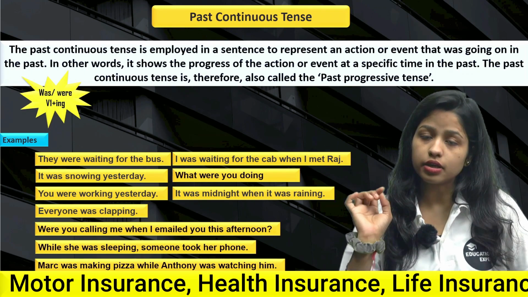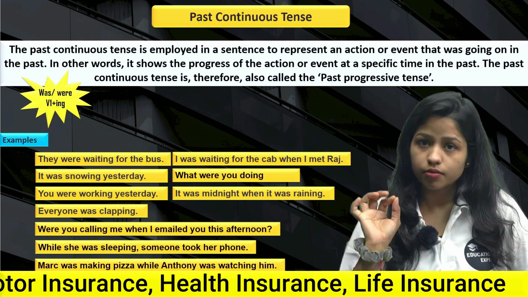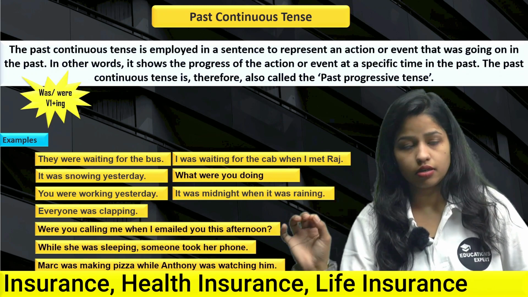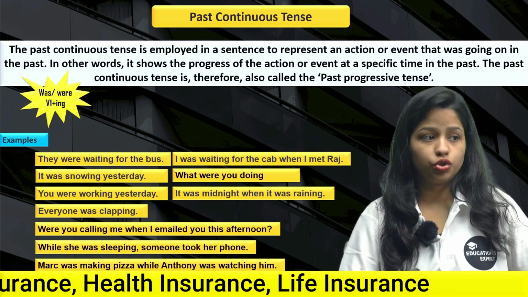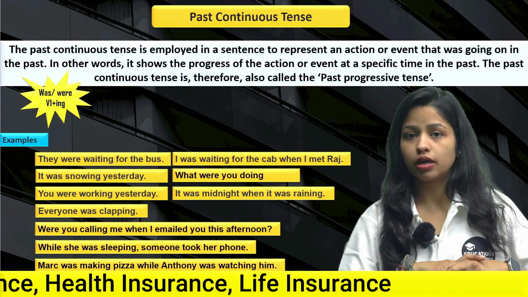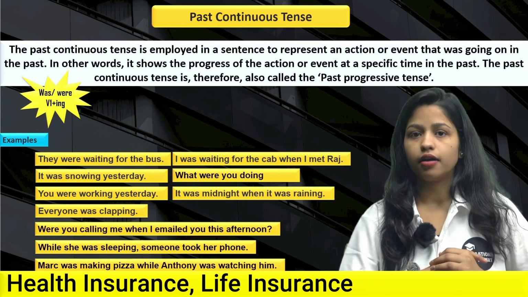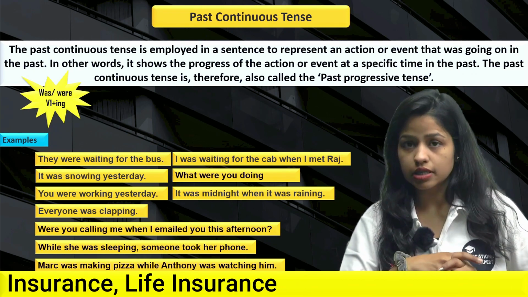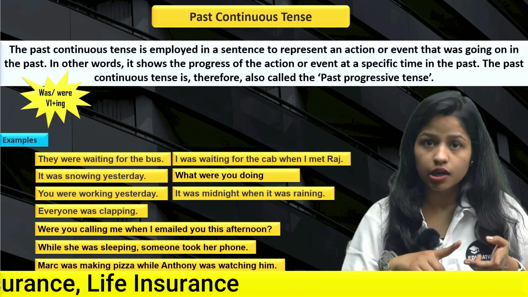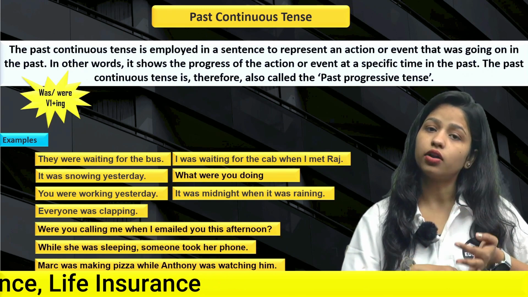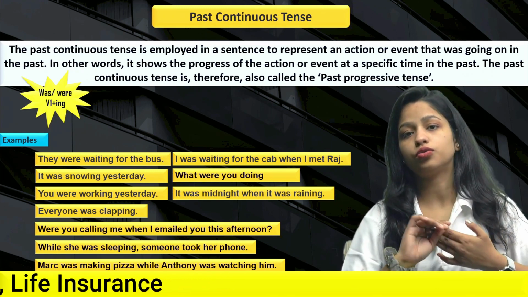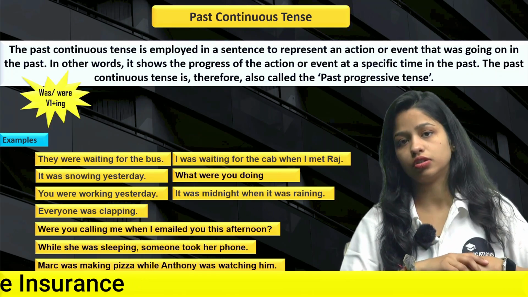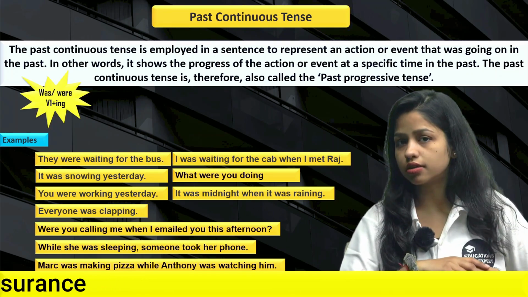Next up we have: it was snowing yesterday. कल स्नो पड़ रही थी. Again, next up is: you were working yesterday. तुम कल काम कर रहे थे. Right? So if you notice, in all these sentences we get पढ़ रही थी, कर रहे थे. So this is the identification that you can get for past continuous tense.